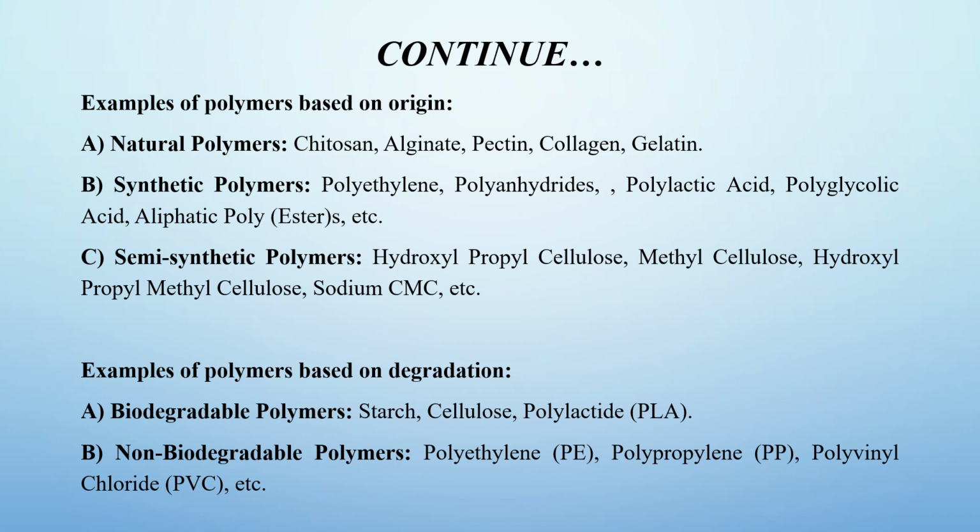And examples of the polymers based on degradation. Biodegradable polymers, best examples are starch, cellulose and polylactate. Non-biodegradable polymers, examples are polyethylene, polypropylene and polyvinyl chloride, etc.